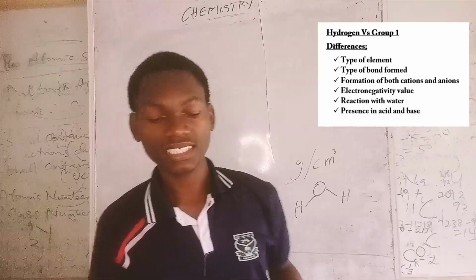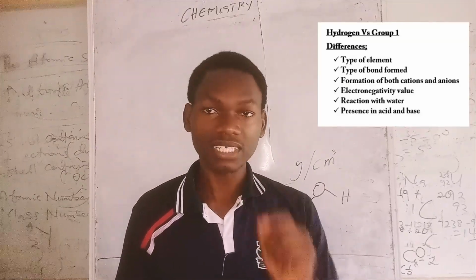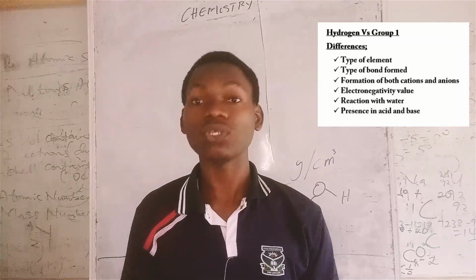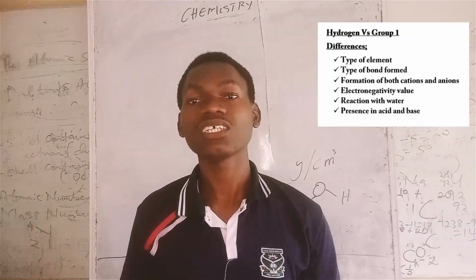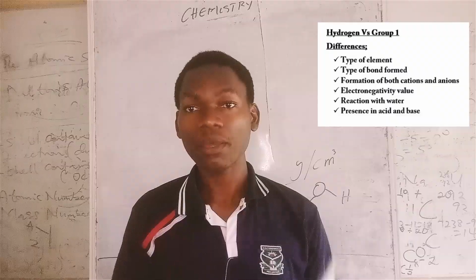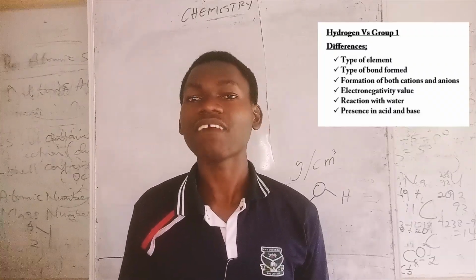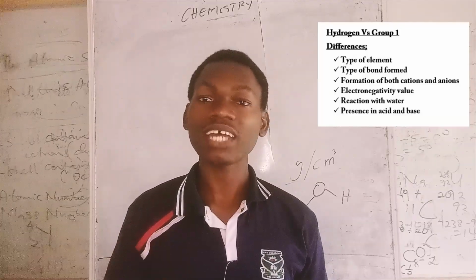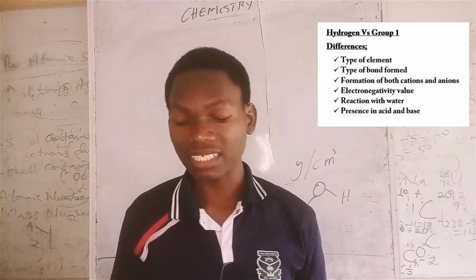Now the differences between hydrogen and group 1 elements. This is where our main point is. What are the differences between hydrogen and other group 1 elements? Number one, the type of element. We know that group 1 elements are all metals, like the name says, alkali metals. But hydrogen is not a metal. In fact, at room temperature, hydrogen is a gas. So since hydrogen is a gas, it differs from group 1 elements in that aspect.